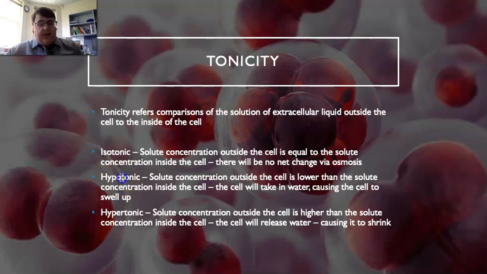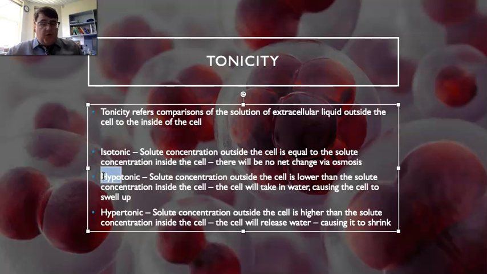Hypotonic, and the key here is hypo is low. Hypotonic has the solute concentration outside the cell being lower than the solute concentration inside the cell. That means the cell is going to take in water in order to equal out the concentrations, and because it's taking in water, the cell will continue to swell up and get bigger and bigger. Now, that has the potential to cause the cell to burst if it continues to stay in a hypotonic solution too long.